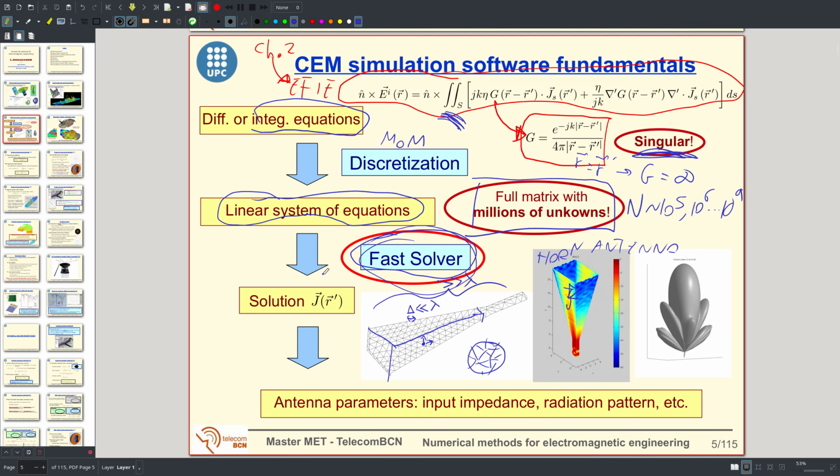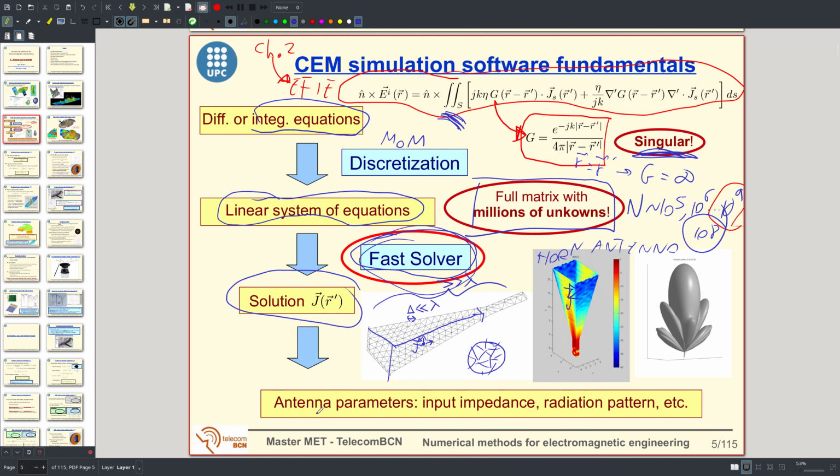It is incredible, but it is possible to solve a linear system with 1 billion unknowns in a computer. In this case, a supercomputer, but we can solve 10 to 8 in a normal computer. Okay, and the solution of the linear system is the current. Remember that the unknowns are related to the surface vector component of the current.